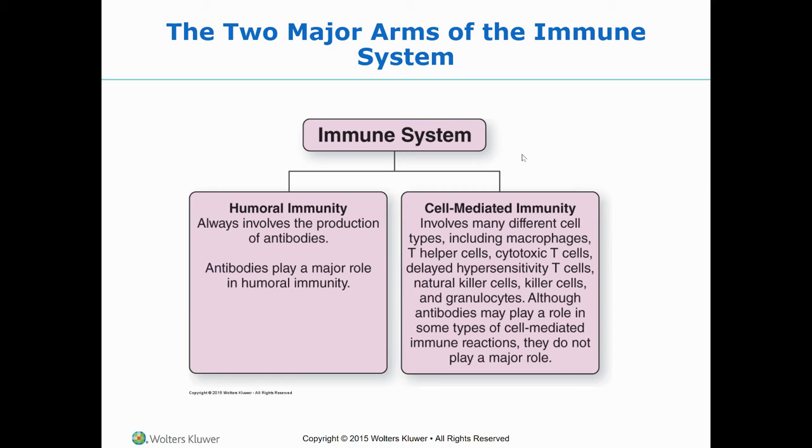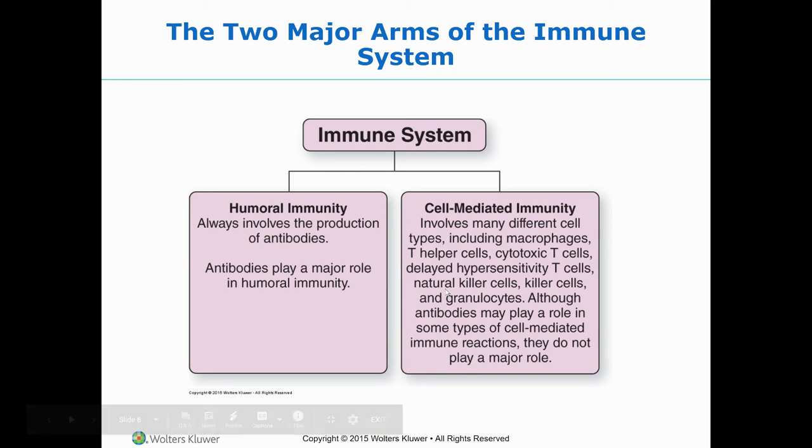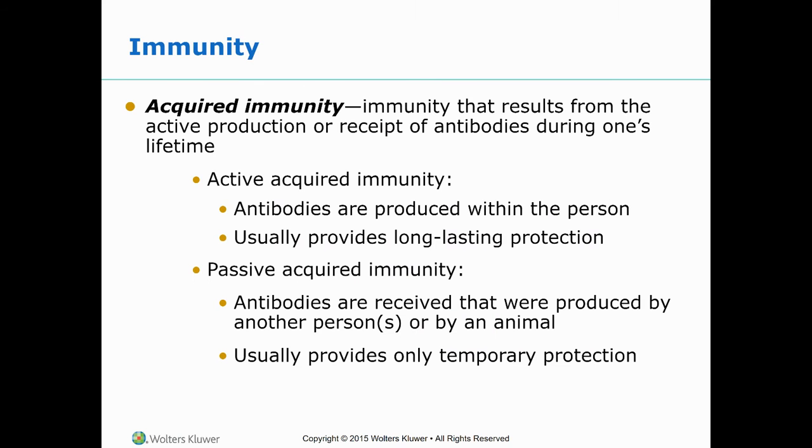So again, the major difference here: a lot of times humoral immunity is basically just the antibodies. For cell-mediated immunity, we're mostly going to be concerned with cytotoxic T cells. We also might have some hypersensitive T cells or natural killer cells. Those are the ones that really are involved in cell-mediated immunity.